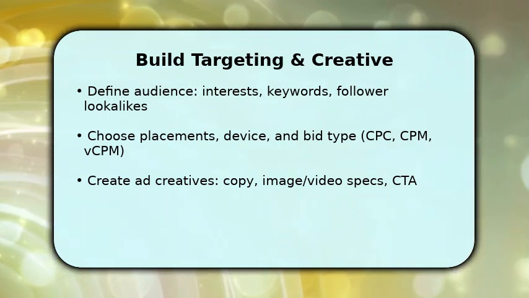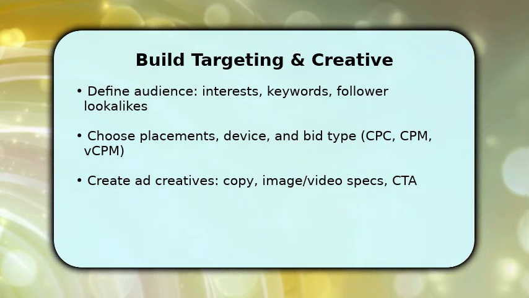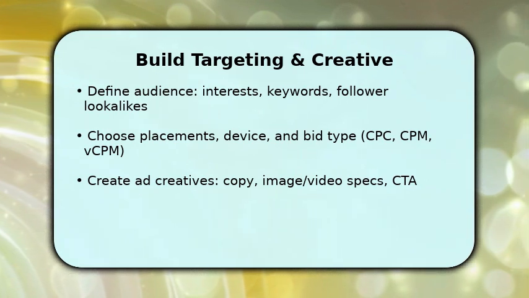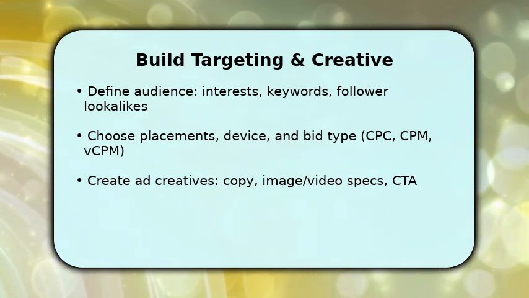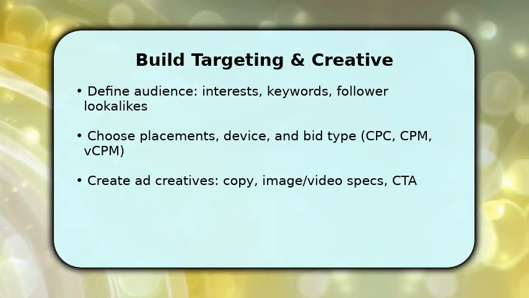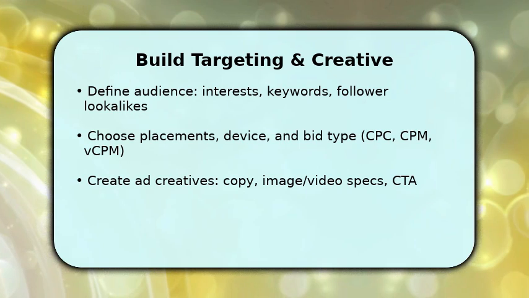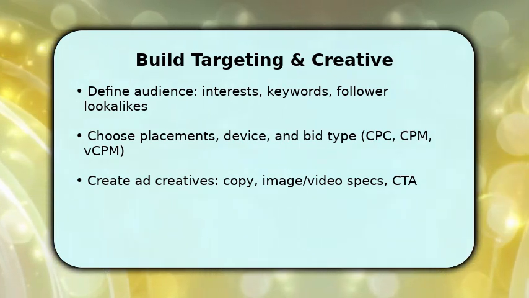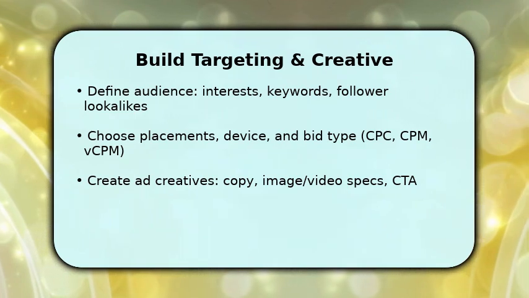Next, choose placements and devices, then pick a bid type like CPC for clicks or CPM for impressions, because bidding affects cost and delivery. Then craft your creative. Write short copy, pick a 16:9 or 1:1 image/video, and add a clear CTA. Strong creatives increase engagement and lower effective costs per result.